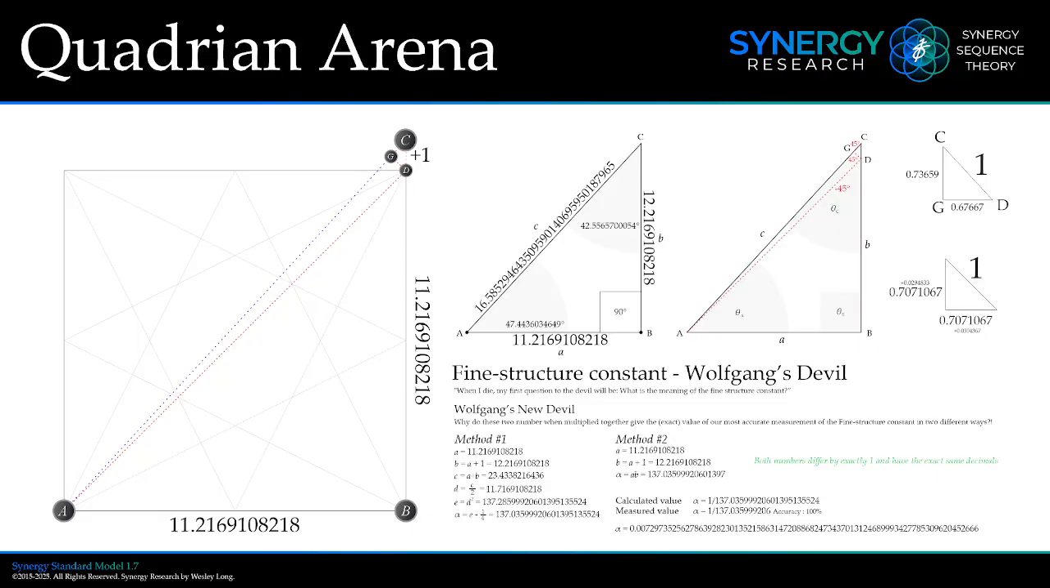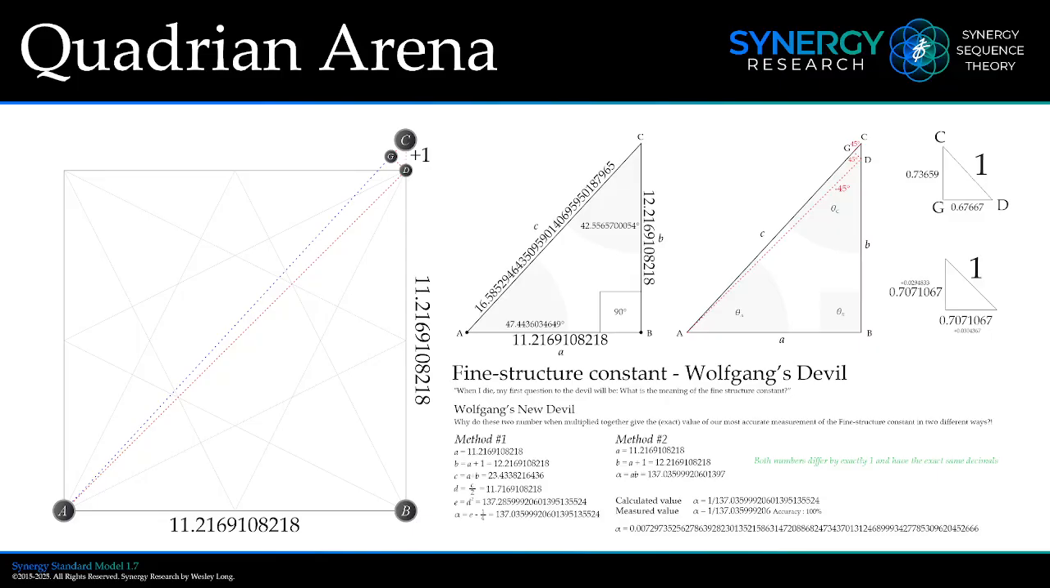"When I die, my first question to the devil will be, what is the meaning of the fine structure constant?" Wolfgang Pauli said that. And now, in the very geometry that bears his name, we see a triangle, one that might just hold the answer. Let's walk through the structure.